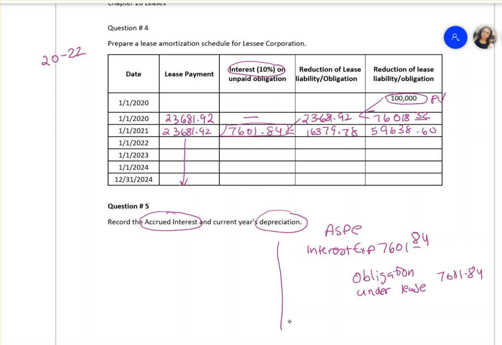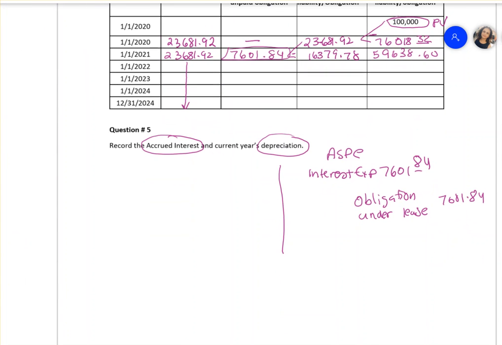for 7,601.84. We recorded the asset in our books at 100,000, so we have to depreciate that asset, 100,000 divided by the life, which is 5 years. That will give us 20,000. The depreciation entry that you've done in previous accounting courses stays the same. In this case, when you're doing a depreciation expense, you have to do equipment under lease.